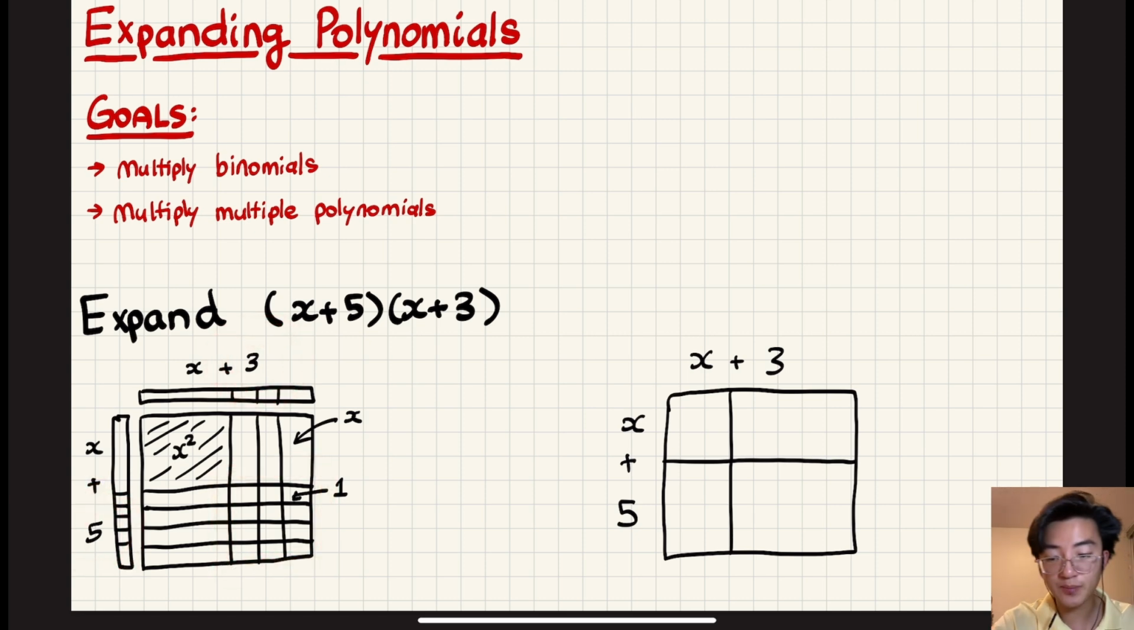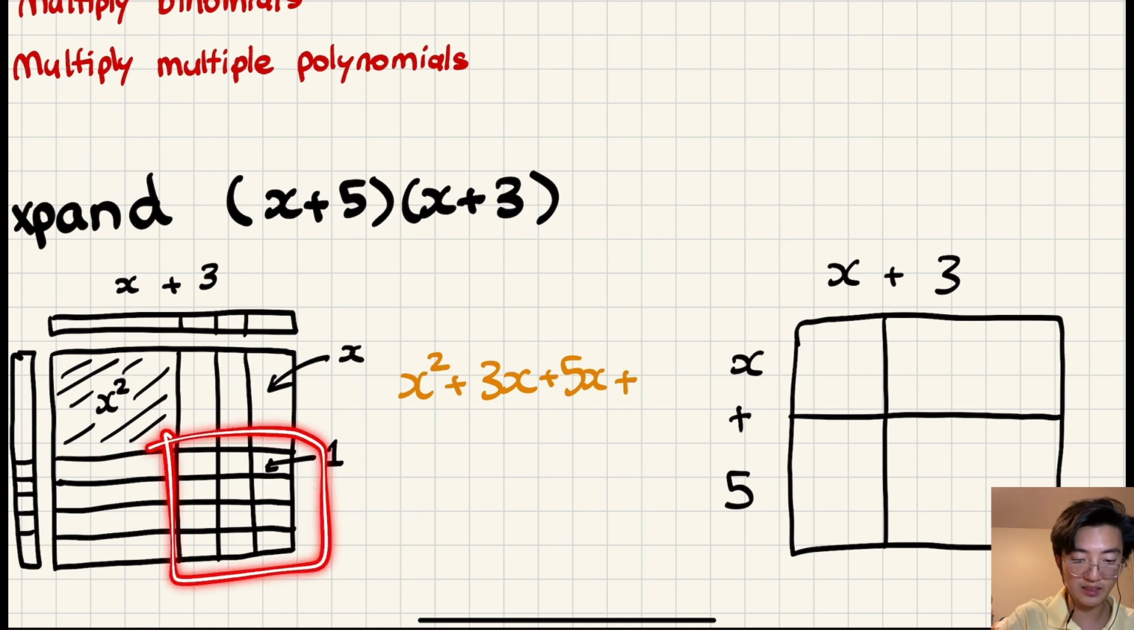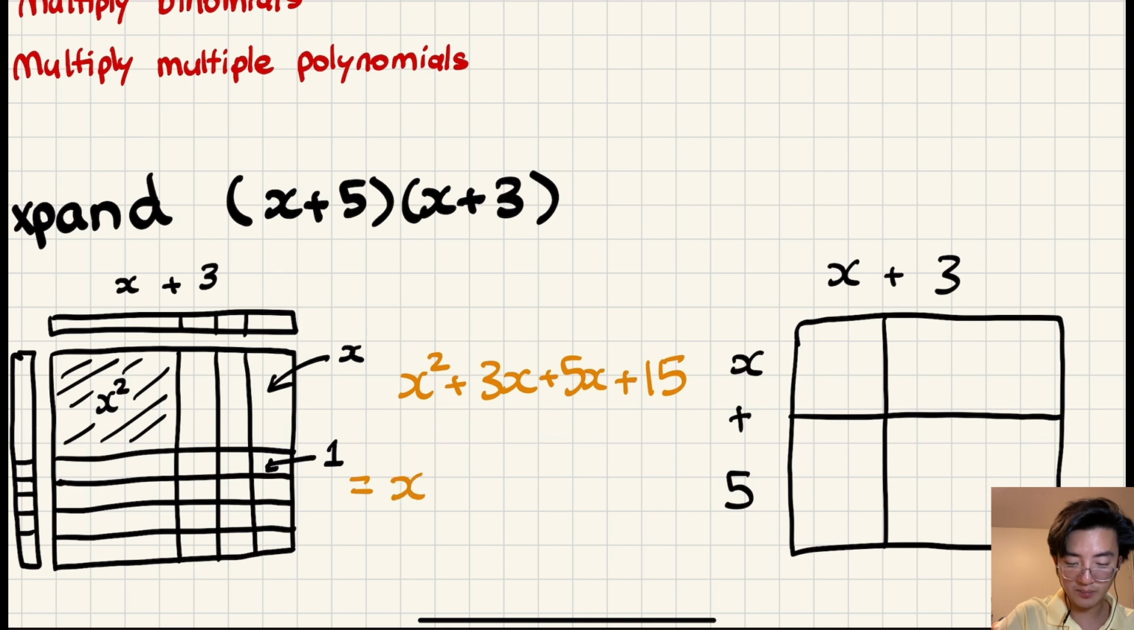Which means that just based on algebra tiles alone, we can conclude that x plus 3 times x plus 5 gets us x squared first, and then we have 3x, so this is the 3x right here, and then we have 5x right there, so plus 5x, and lastly, we have 15 right here, which means that we have x squared plus 8x plus 15. And that's pretty much it.